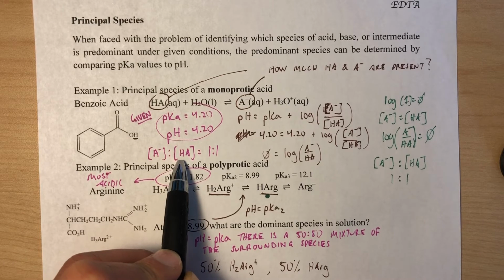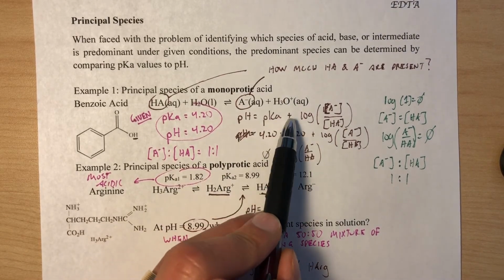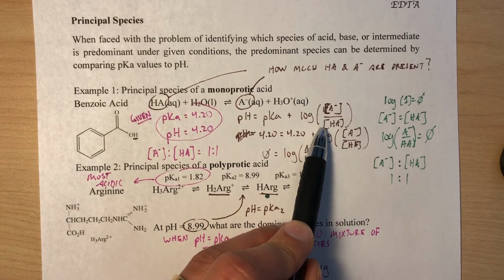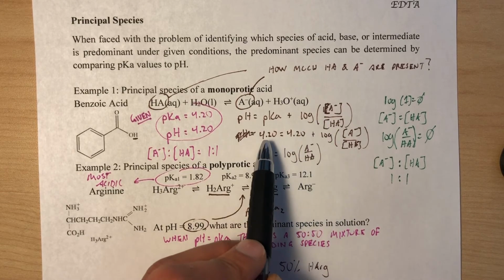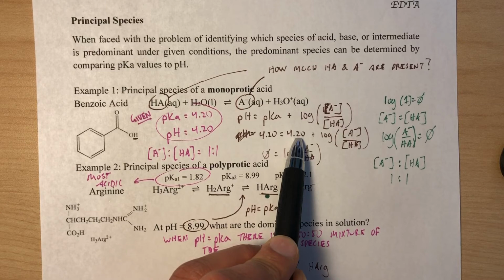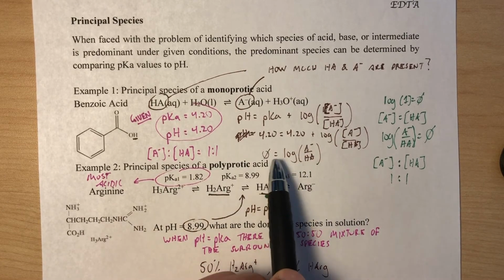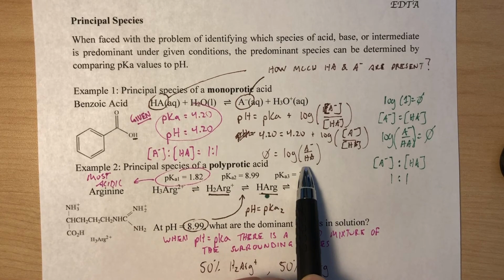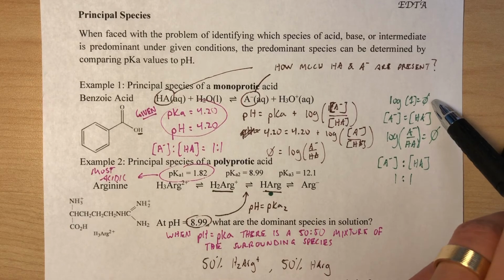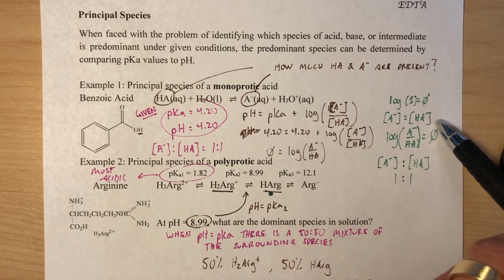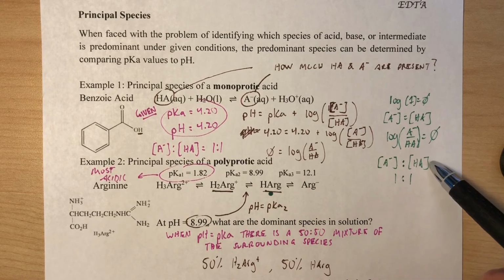You have 50% of each, because the pH is equal to pKa plus the log of [A-] over [HA]. We know this from the Henderson-Hasselbalch equation. So 4.20 is equal to 4.20 plus the log of [A-] over [HA]. So we have 0 is equal to the log of [A-] over [HA]. In that situation, the log of 1 must equal 0, so A- and HA must be equal to one another. So A- and HA are in a 1-to-1 ratio, so you end up having 50% of each.